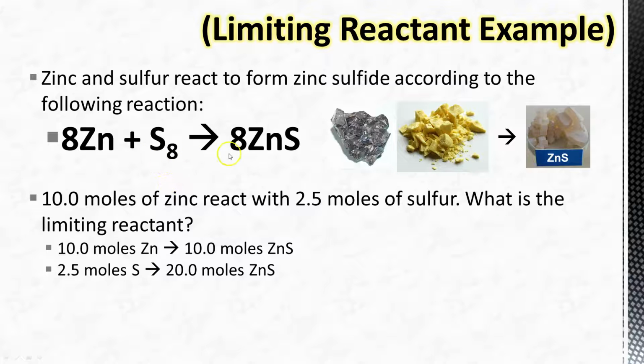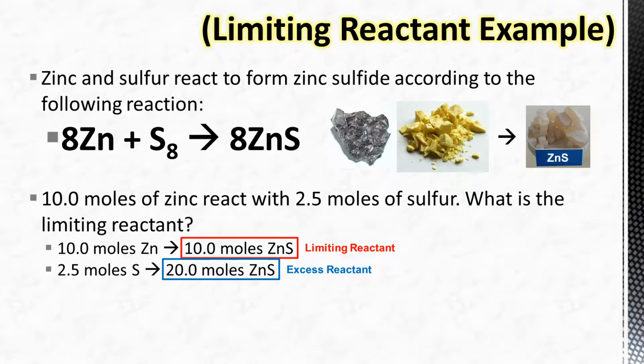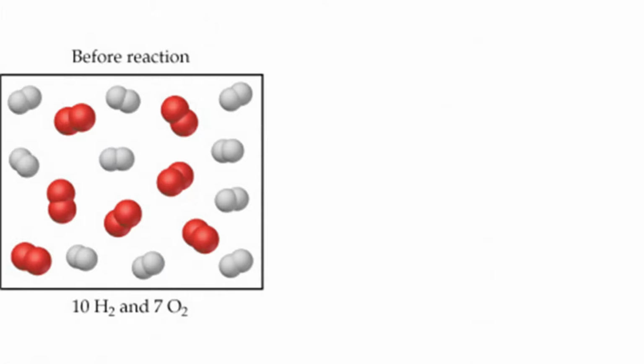So I have a ratio of 1 to 8. In that case right here, I can see clearly my zinc is the limiting reactant. I ran out of that one after I made only 10 moles, whereas I have enough sulfur to make 20 moles. Whichever one makes less is my limiting reactant. In that case, it's the zinc. So my sulfur is going to be excess, zinc is limiting. Let's look at another one.